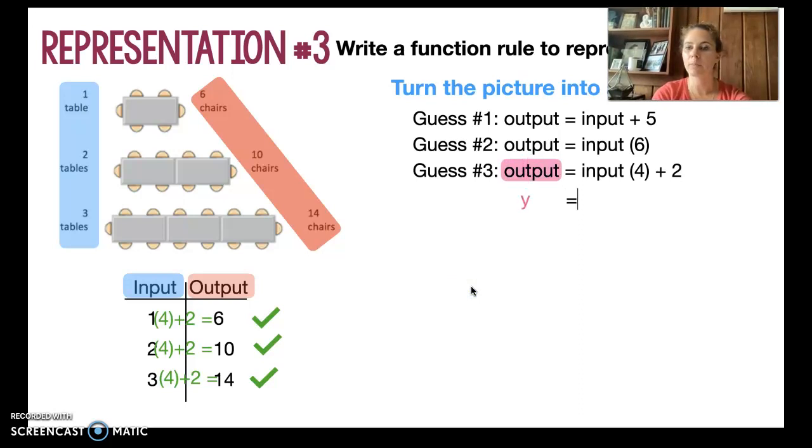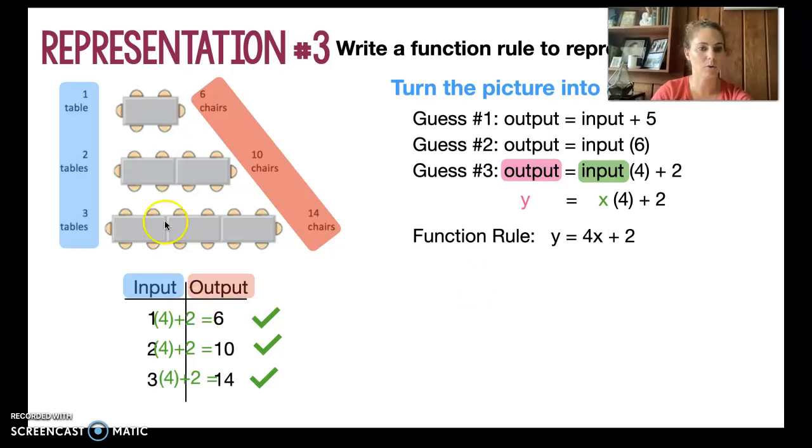So let's write our rule. Outputs are y's, inputs are x's. And then if we just turn that into the mathematically correct format, we have y equals 4x plus 2. That makes sense in our scenario because I'm adding 4 chairs for every table, and then I always have the 2 chairs hanging out at the end.